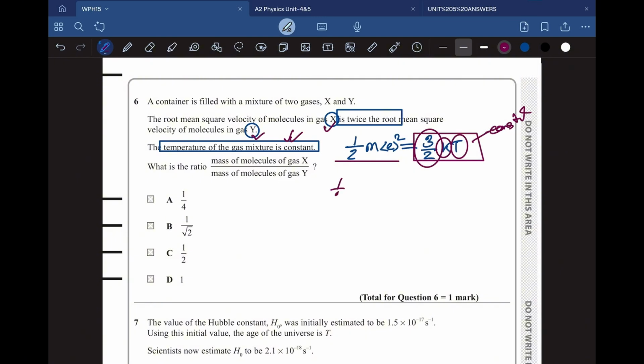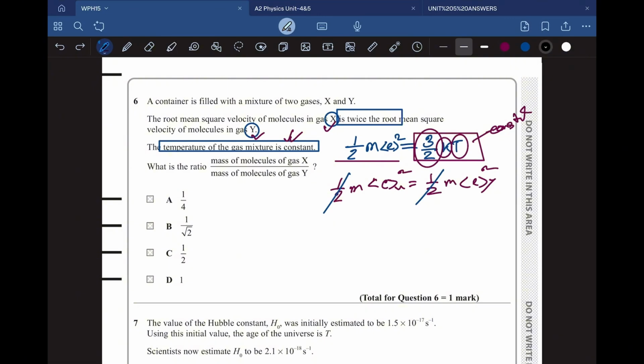So we can say half m c squared for X is equal to half m c squared for Y. We can write it down like this, right? And we can also remove the half, because both include the half value. Now, as the question asks us to figure out the ratio between the mass of X and the mass of Y, this was the mass of X and this was the mass of Y, right?